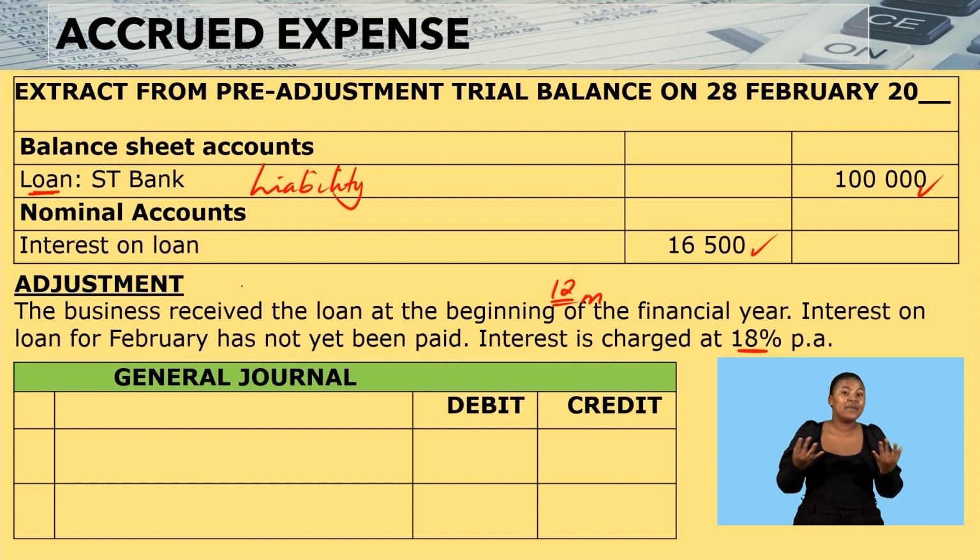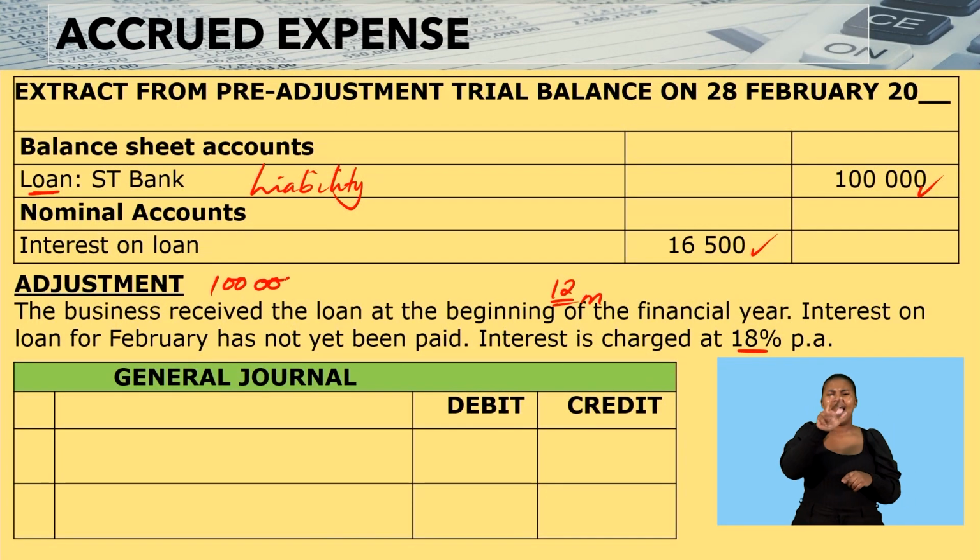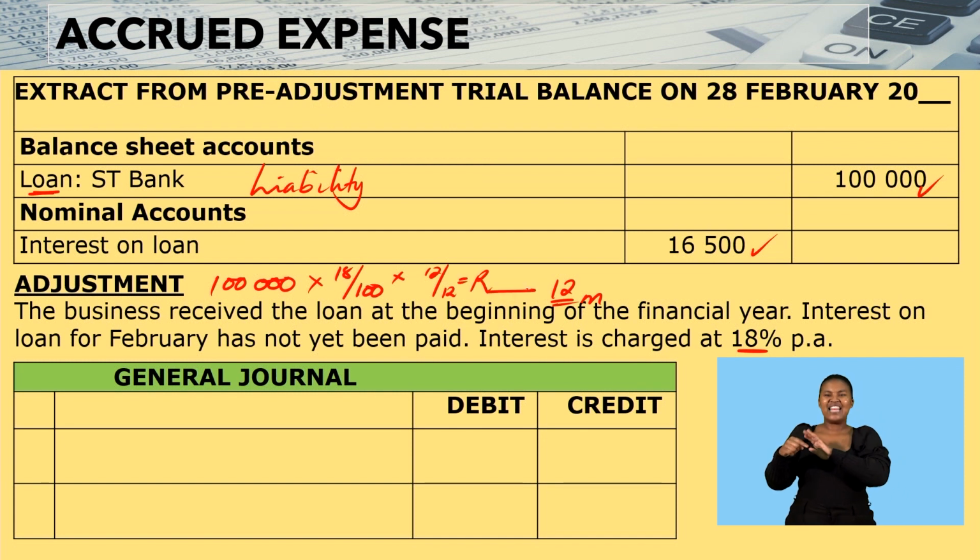Again, I want us to do it in the way that I did it earlier on. Here they're telling us that interest for February has not yet been paid. I want us to see how much we should have paid. Therefore, I'm going to take the loan, which is 100,000. The interest is at 18%, 18 over 100. For the entire year, we should have paid interest of 18,000. If you punch that, it gives you 18,000.